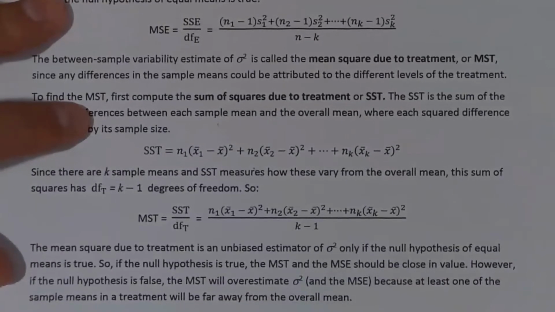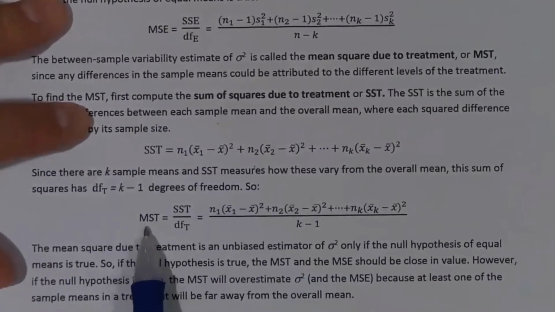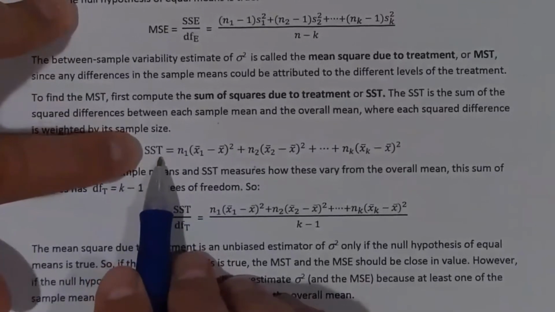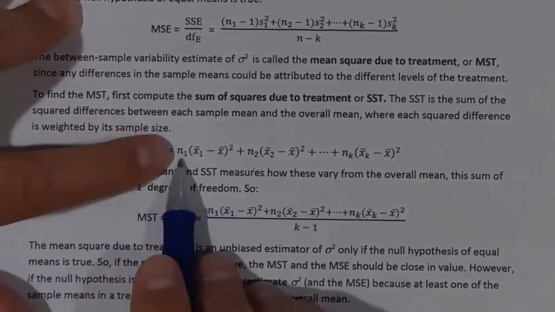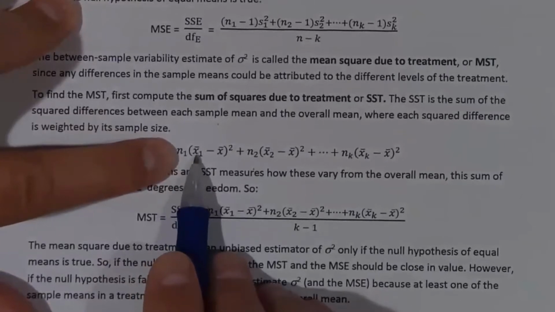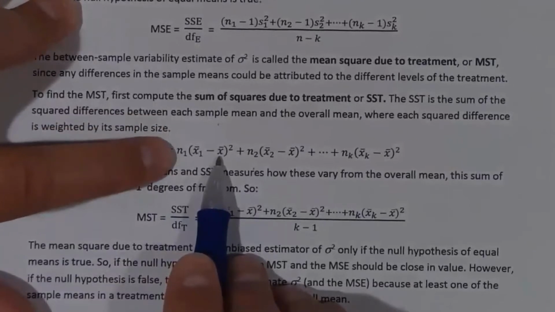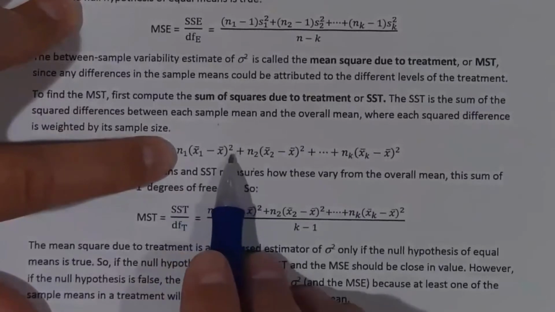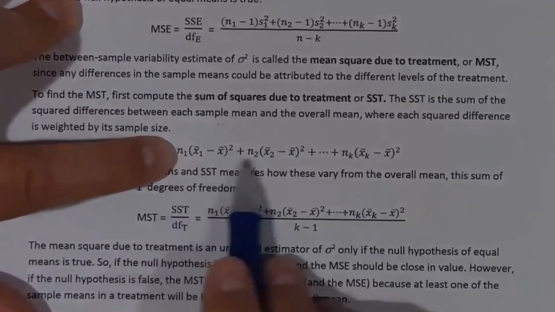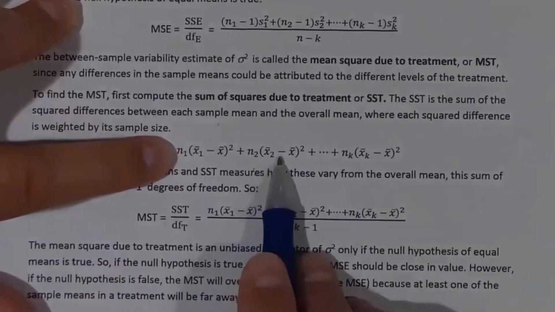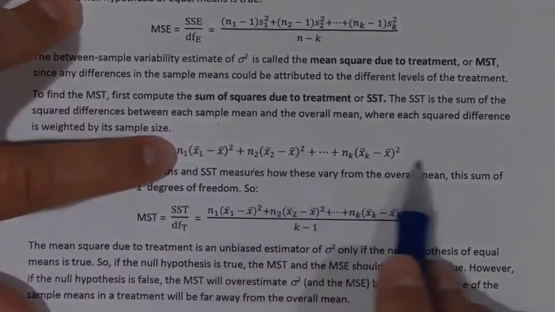So we're going to do the same kind of thing. We're going to calculate the MST, the mean square due to treatment. We do that first by finding the sum of the squares due to treatment. The calculation for that is, we're going to take the sample size for, say, the first sample, and multiply that by the difference between the mean of the first sample and the overall mean of all of the samples. So we're going to take x bar 1 minus x bar, and square that. Then we're going to take N2, and do the same kind of thing. We take the mean from sample 2 minus the overall mean and square that, and so on.